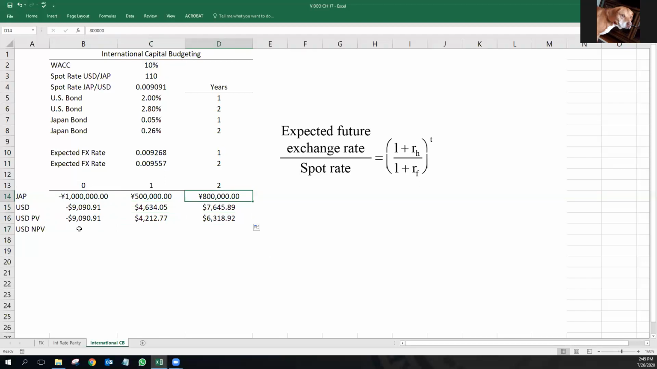And as before, to get the NPV, you can just add them together. And that is the present value in US dollars of those cash flows, taking into consideration the discount rate, taking into consideration the expected exchange rates, which is influenced or decided by the current interest rates, or not expected interest rates, but the set interest rates for those bonds in the future.